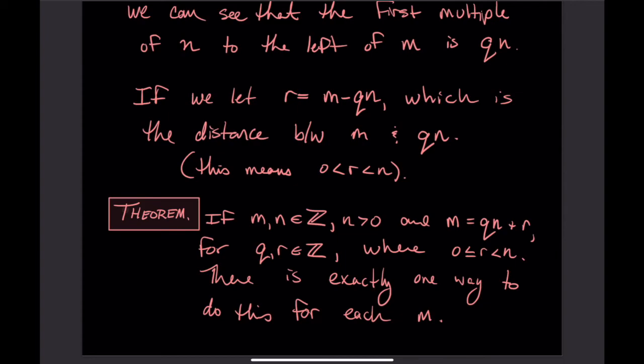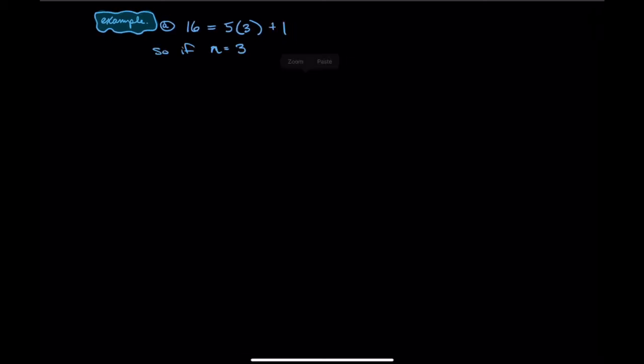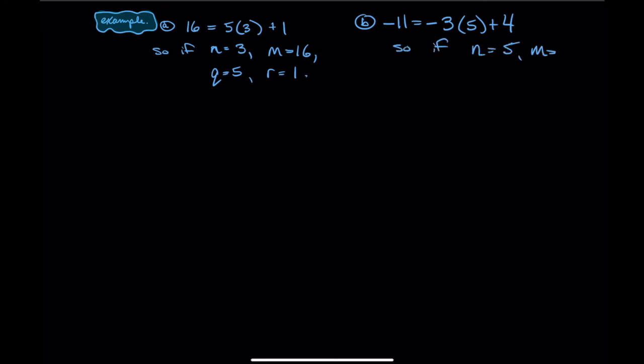So for example, we'll do a simple one, 16. We know that's really 5 times 3 plus 1. So if n was 3 and m was 16, q must be 5, r must be 1. We can do the same thing with negatives if we want. Negative 11 is equal to negative 3 times 5 plus 4, so that means that n would be 5, m would be negative 11, and there q must be negative 3, r must be 4.